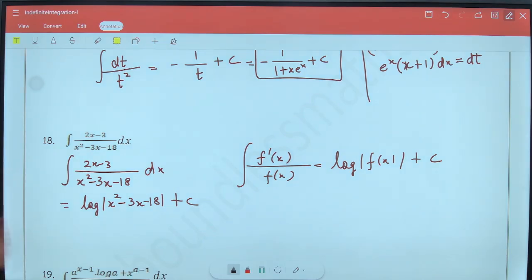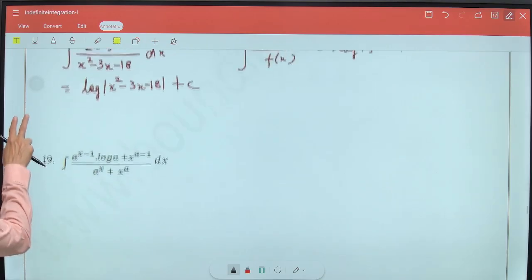This is a special form of substitution. Actually, you get this formula by doing substitution only. If you substitute the denominator as t and then do it, so this is just a shortcut, you just do it in one step rather than following the entire process, right? Next, look at the next question.